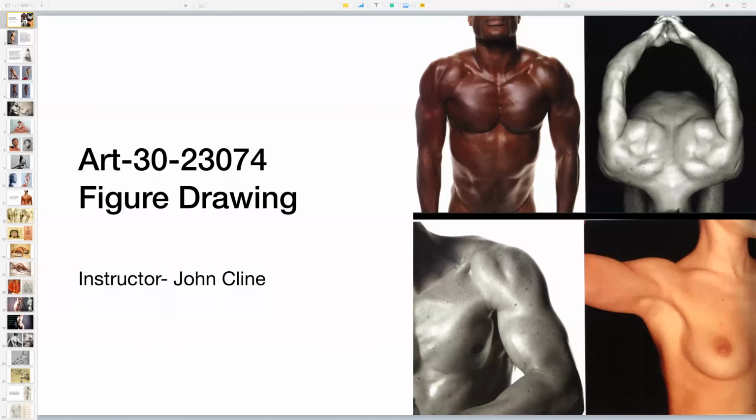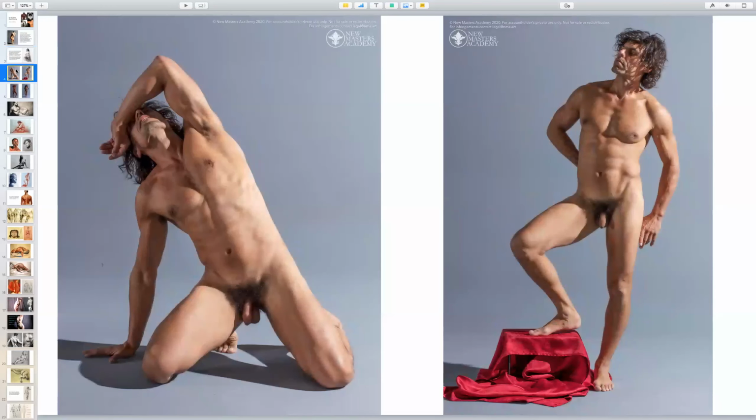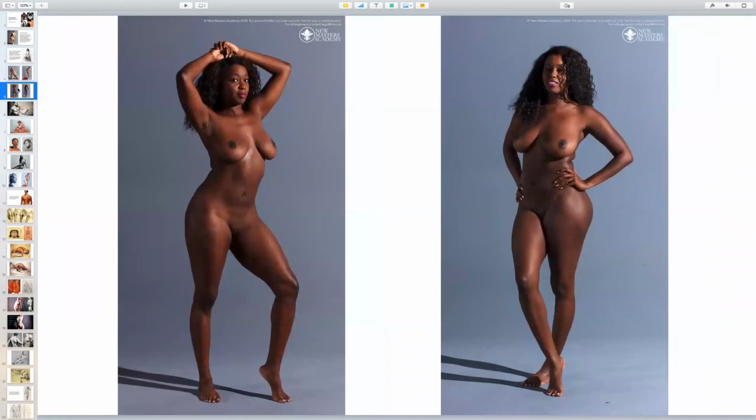Hello, I wanted to quickly go over in a little more detail and specificity what we're going to be covering in the class. Basically, we'll be drawing specifically from nude models, both in the classroom, as well as from high resolution images that will be posted on our Canvas modules. We'll be using a wide range of body types and figures, both male and female, so that you have a broad diversity of models to work from and show you all the different body types that there are.